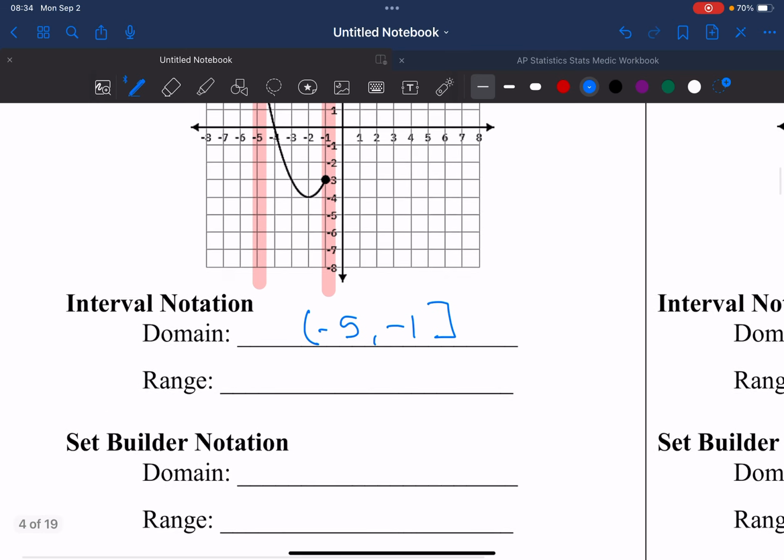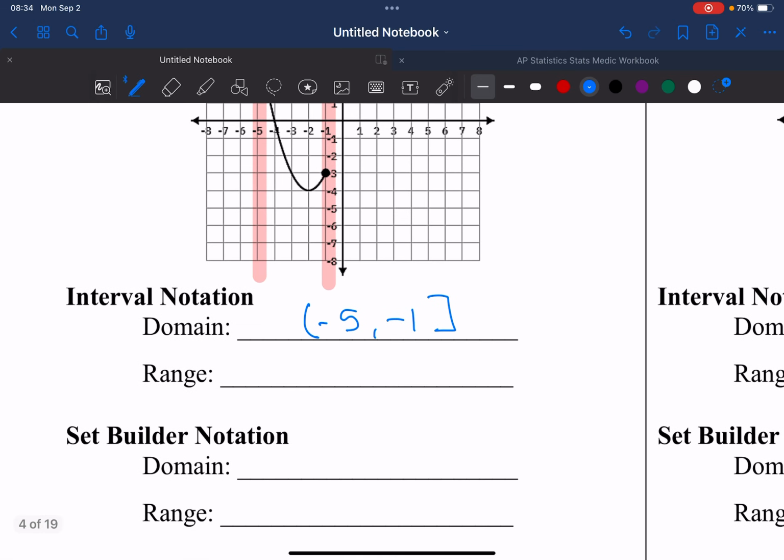And then I'm going to skip down to set builder notation, because once we have our interval notation, it's very easy to write set builder. So remember, we're dealing with domain, which is x, so we always start with x such that, and then we put our numbers in there. So we have a -5, I'm going to leave some space, -1.